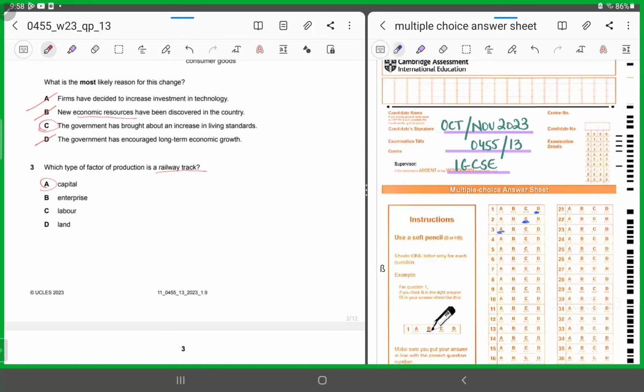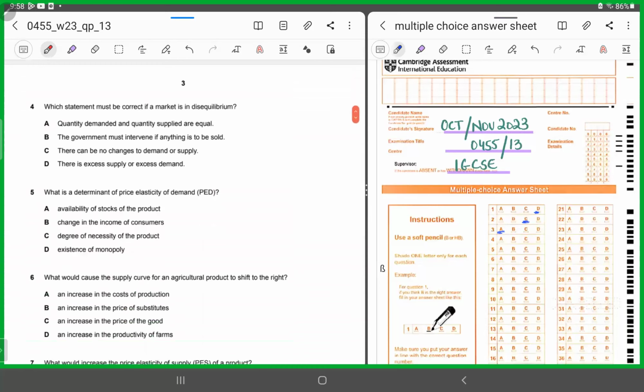All right. Number 4. Number 4 says which statement must be correct if a market is in disequilibrium. Now, what is the situation of disequilibrium? An equilibrium is where demand meets supply. So a disequilibrium is a situation where either the demand is greater than supply or the supply is greater than demand.